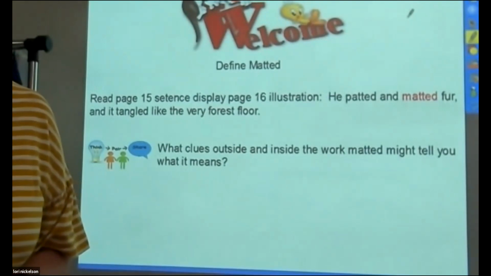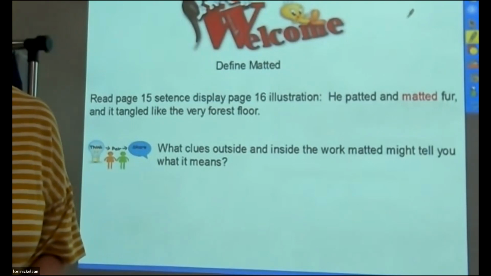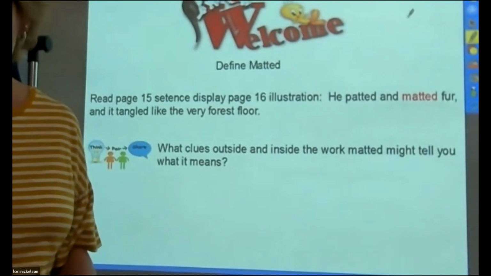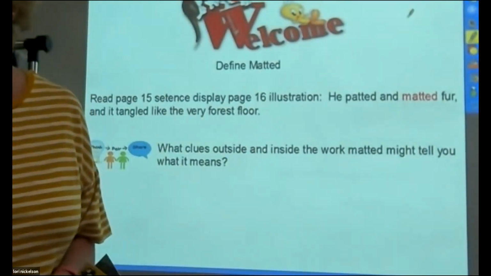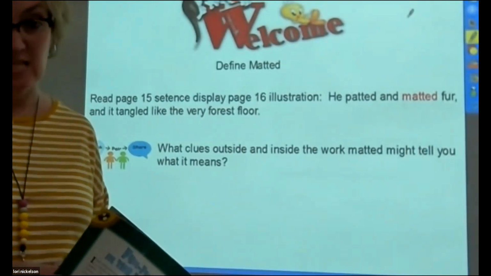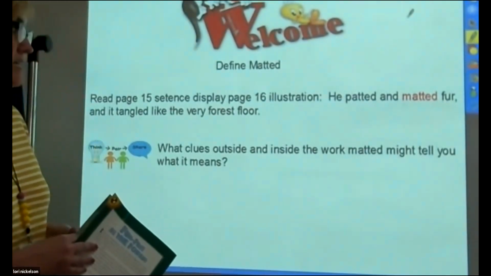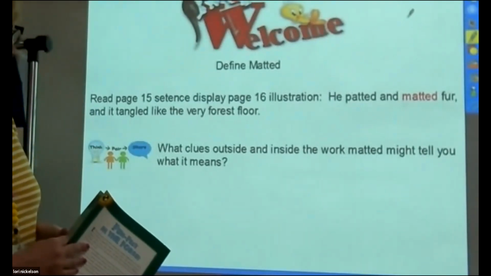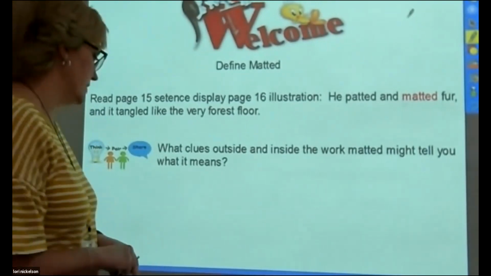Mat. So I think matted here means to make something look nice, because a mat keeps your house looking nice, and the illustration shows Ella's fur was bright and fluffy. So matted means knotted because the Bigfoots like to look messy. So matted means knotted. He patted the knotted fur and it tangled like the very forest floor. All right, let's move on.